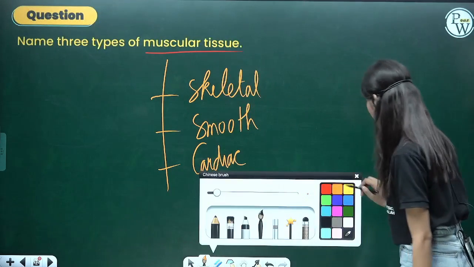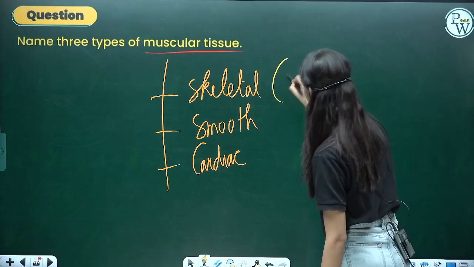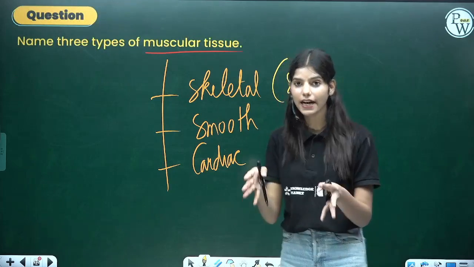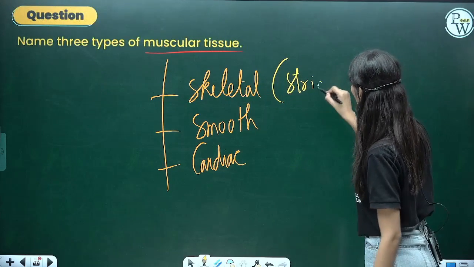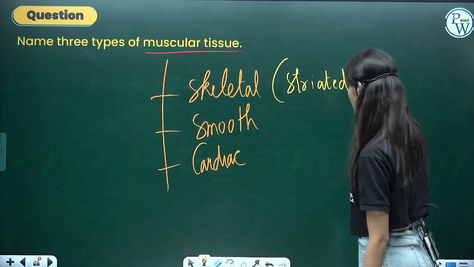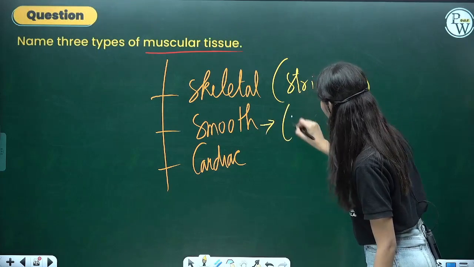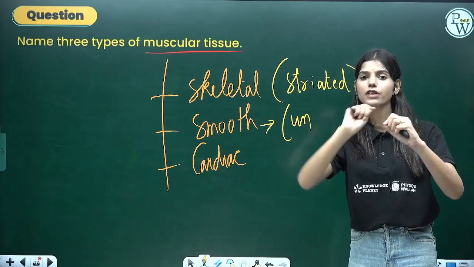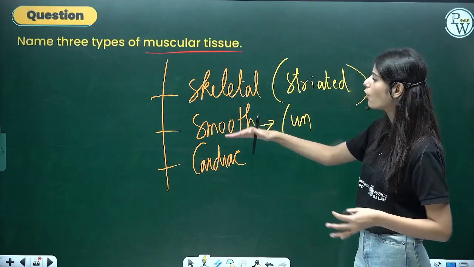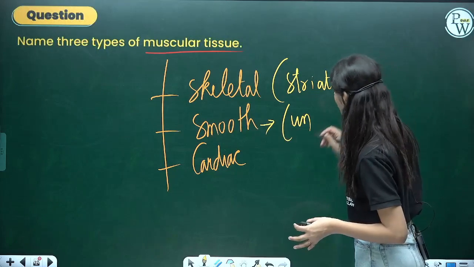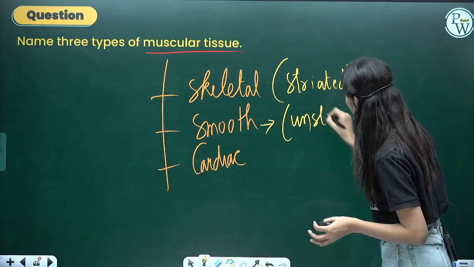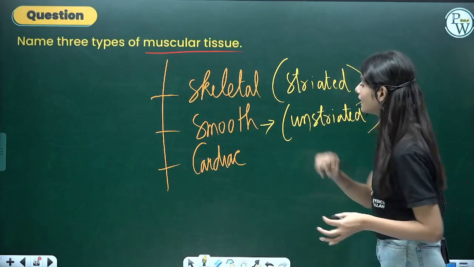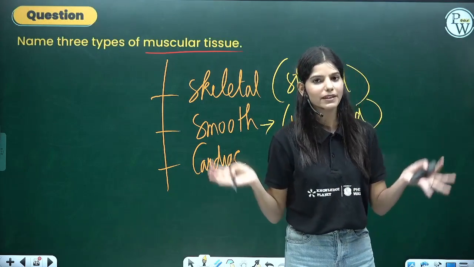Also guys, we have learnt that skeletal muscle is also called striated. Why? Because it has alternate bands, right? So skeletal muscle is also called striated muscle. Alright, smooth muscle is also called unstriated because it is smooth, it does not have those light or dark bands, right? So it does not have alternate light and dark bands, and that's why it is called smooth muscle or unstriated muscles. And cardiac only has one name, that is cardiac muscles.